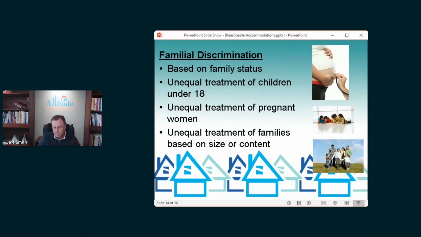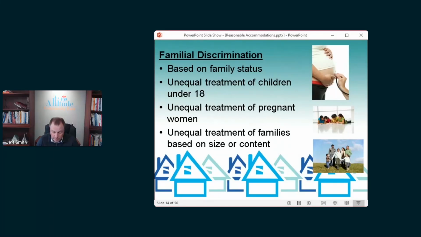All right, familial discrimination. Familial discrimination is based on family status: unequal treatment of children under 18, unequal treatment of pregnant women, unequal treatment of families based on size or content. So again, think about pool rules, no adult only swim times. Think about a rule where kids cannot play. So maybe it's a no skateboarding or no playing in the common areas.